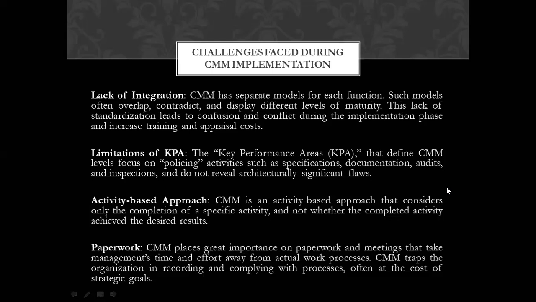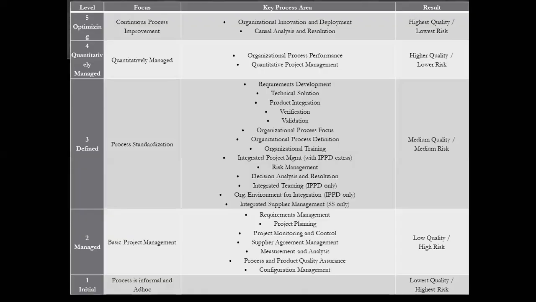These key process areas that define CMM levels focus on policing activities like specifications, documentations, assessments, inspections, and do not reveal architecturally significant work. So the flaw it is talking about is that some process areas had to be added at later stages, which are really required, as you have seen in the last class, in the table that I showed to you. Some added key process areas for the improvement.